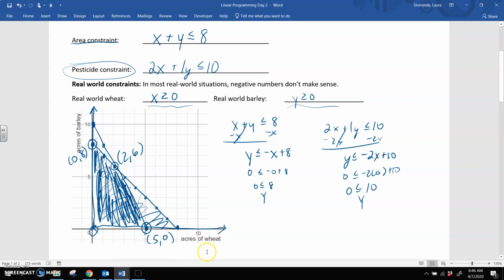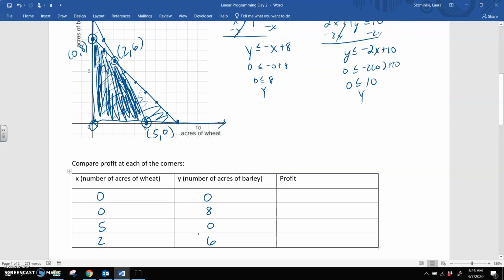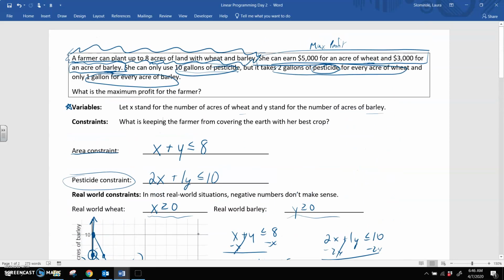So we do some scaffolding for you, and we give you the table at the bottom. So I'm going to go ahead and put those 4 points we just found in here. 0, 0, 0, 8 we found, 5, 0, and 2, 6. But in order for us to figure out the profit for each of those, we have to go back to the very beginning and find that sentence that they said about maximizing my profit. And they said that she can earn $5,000 for wheat, so that's 5,000x, and $3,000 for barley. So the expression I'm going to use for my profit is 5,000x plus 3,000y.